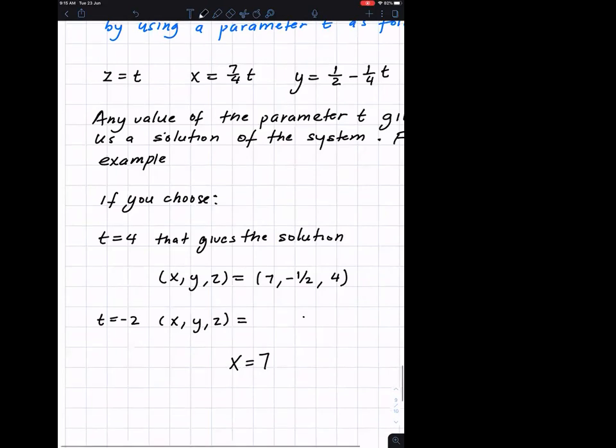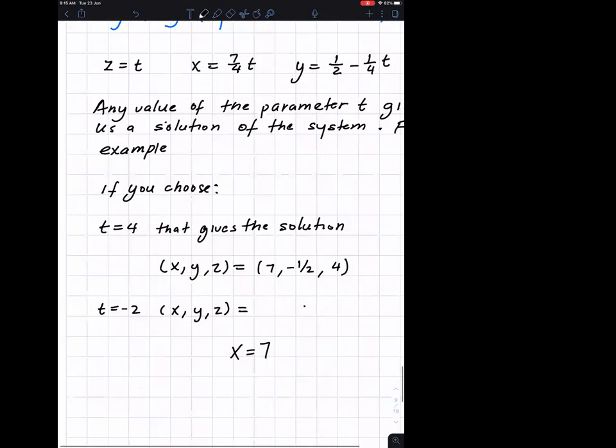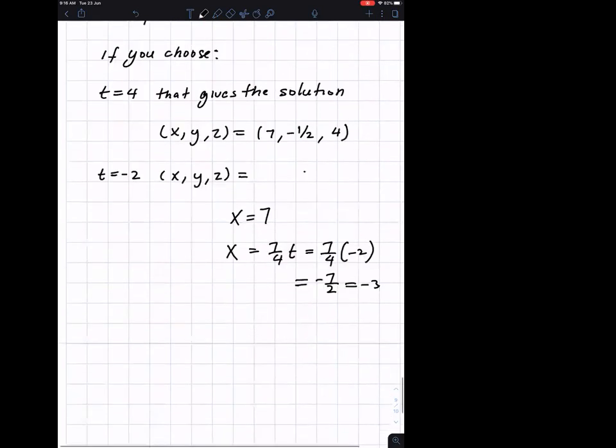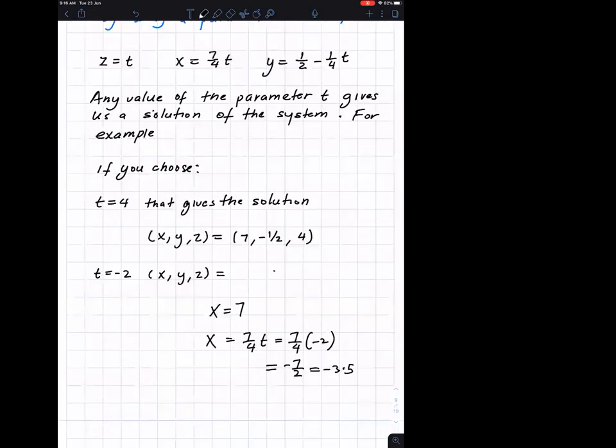Valerie, when t is equal to minus 2, x is 7 over 4t, right? Then it's going to be 7 over 4 times minus 2, which is how much? 3.5, sir. Okay, minus 7 over 2, so it's minus 3.5. Valerie, agree? Yes, sir.